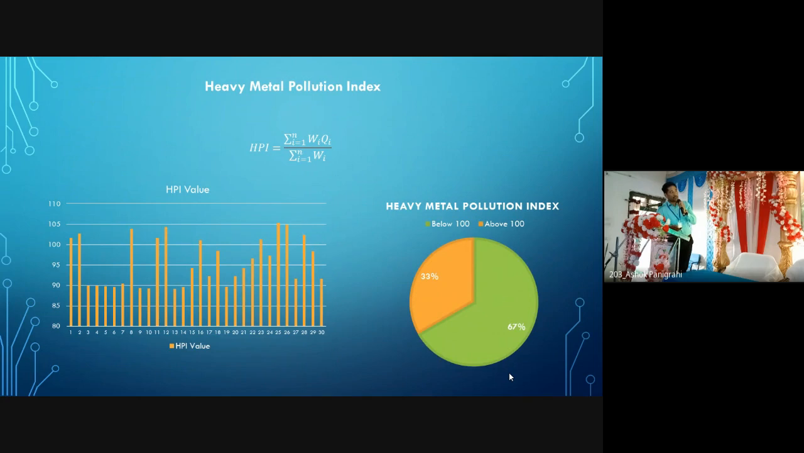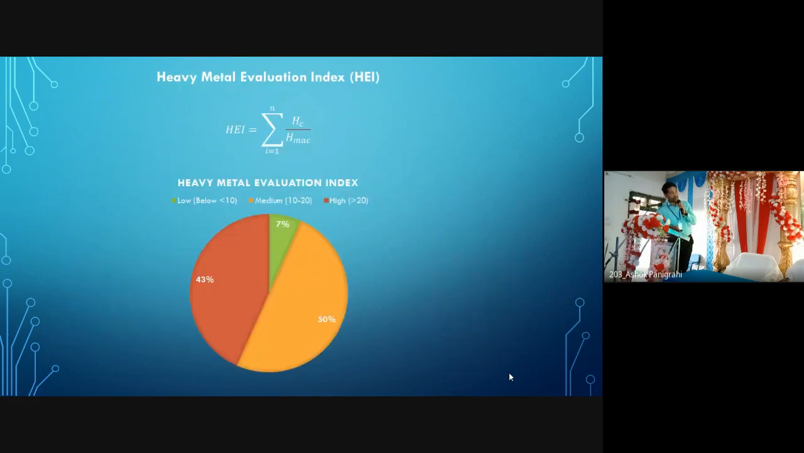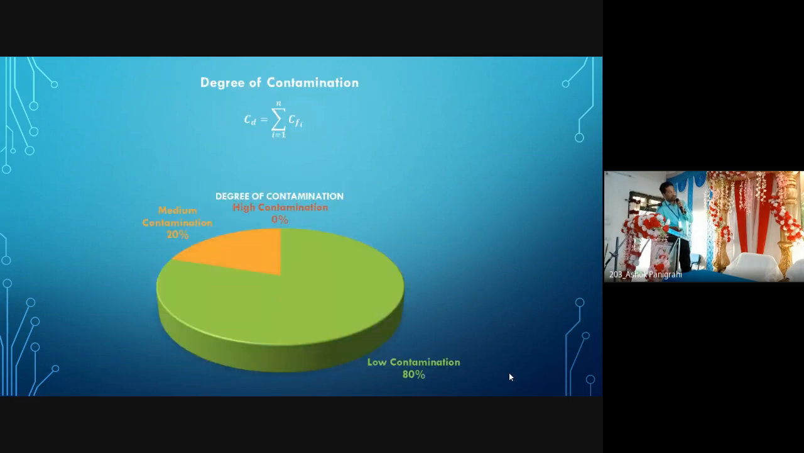One of them is the heavy metal pollution index, and after analyzing it, we found that 33% of the samples are above the pollution value of 100, showing heavy metal pollution. And the second one, when we analyzed the heavy metal evaluation index, we found that 43% of the samples are higher in the heavy metal containing area. Third one, when we calculated the degree of contamination, we found that 20% have medium contamination and 80% have low contamination of heavy metal.